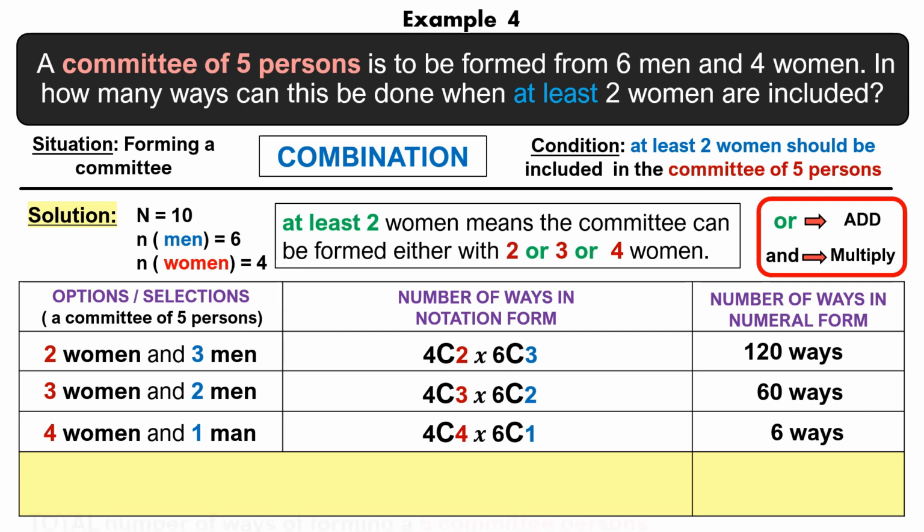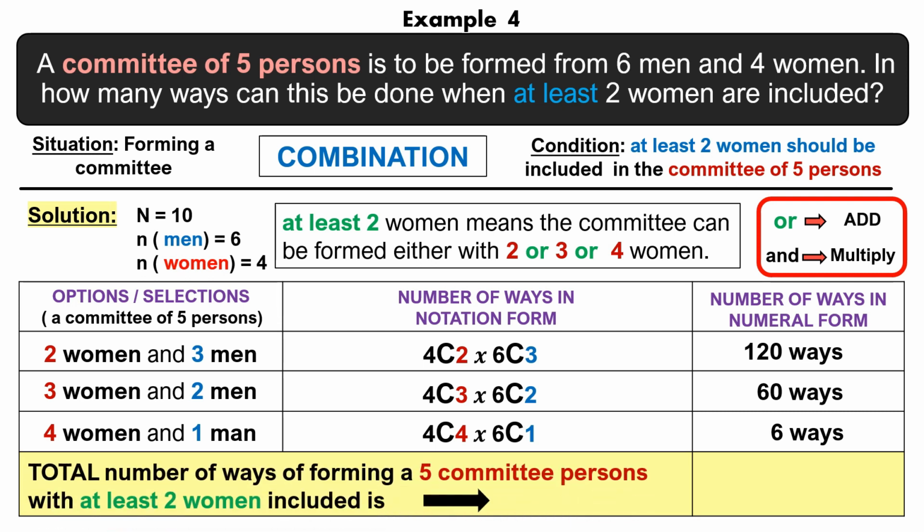Then, add all the possibilities of each option. 120 plus 60 plus 6. So we have 186 ways to select and form a committee of 5 persons with at least 2 women included.